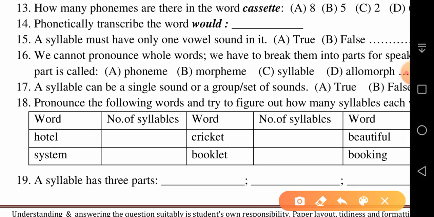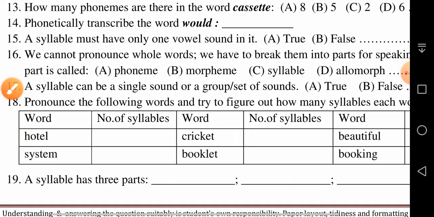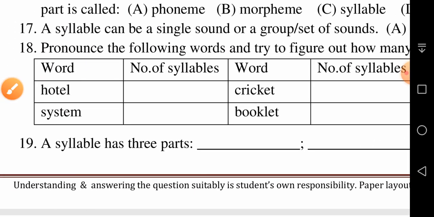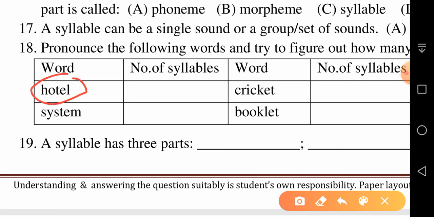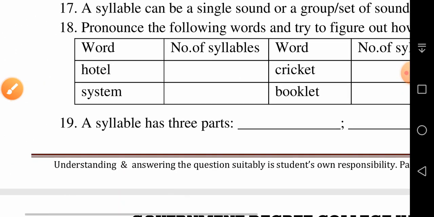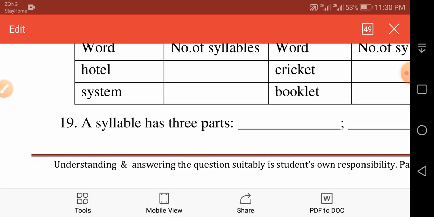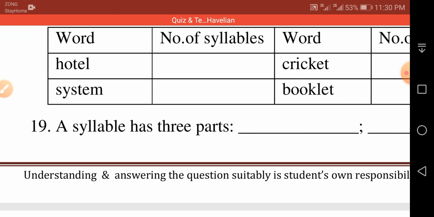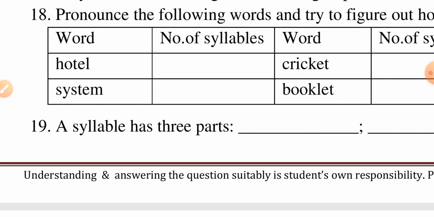Pronounce the following words and try to figure out how many syllables each word has. Here's a word, hotel. So we have to figure out the number of syllables. Let's pronounce it, hotel. Just put the palm of your hand in front of your lips. This is one way to find out syllables. We say hotel, and we feel the puff of air against the palm twice.